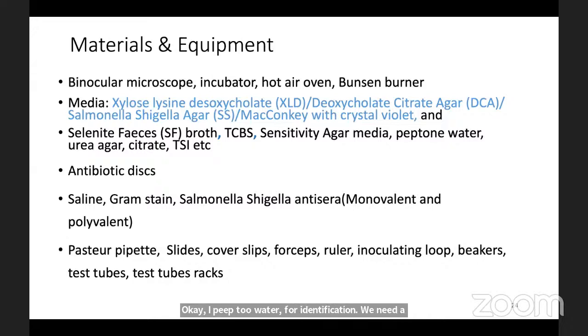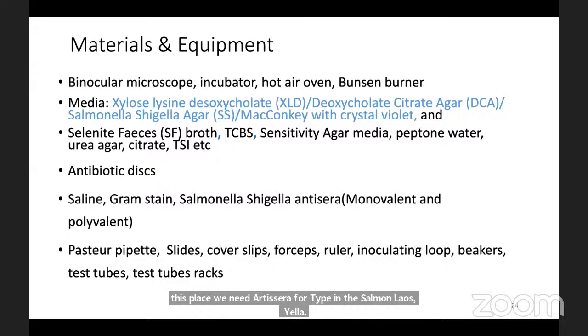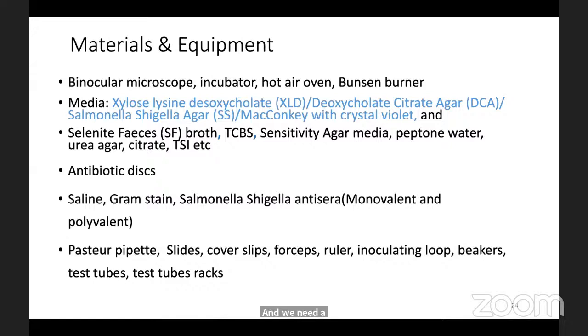For identification, we need urea, citrate, TSI, and we need selenite fecal broth, very important when it comes to culturing of stool. We need the antibiotics, and you need your stains. We need antisera for typing the Salmonella or Shigella. And then we need your Pasteur pipettes, slides, cover slips, and all the other miscellaneous things that will help you.